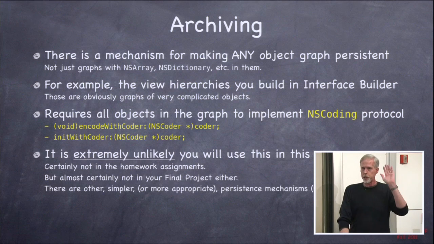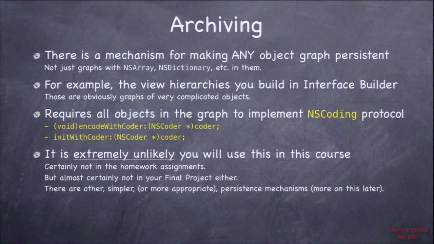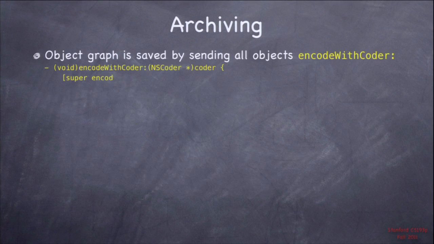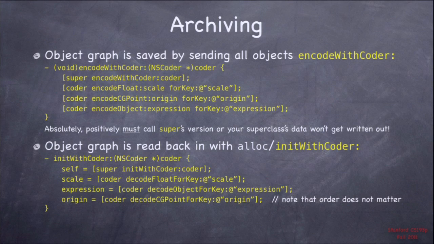Like I said, it's extremely unlikely you'll use this in your course. You definitely won't use it in the homework assignments, almost certainly not in your final projects either. But here's what encode with coder and init with coder might look like. So let's say this is maybe a calculator graph view or something. And so encode with coder, the first thing it does is call super's encode with coder so that your superclass gets encoded. And then it just encodes all the properties of this object necessary to reconstitute it, right?